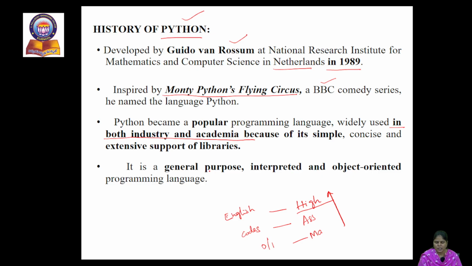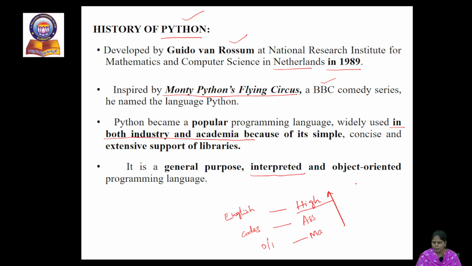And it is general purpose, that means it can be used in different ways. It can be used in industry, or for academic purposes, or for gaming purposes. It can be used in real time everywhere. So it is general purpose and interpreted.